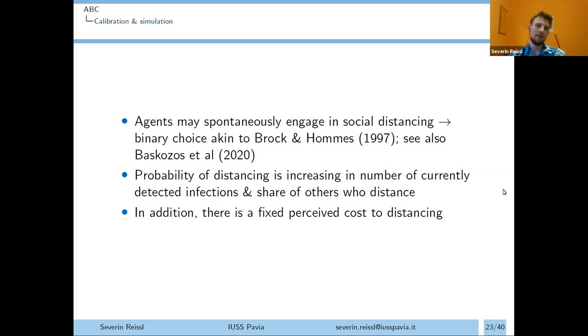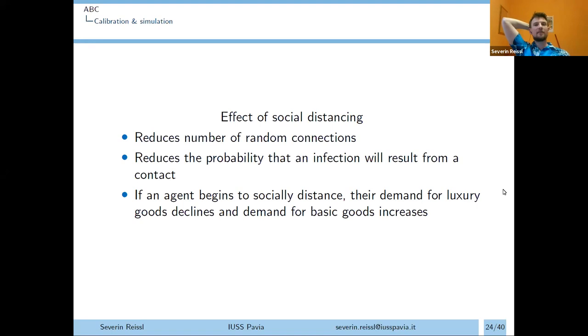And if an agent distances, that has three main effects. The first one is that the number of random connections between agents is reduced. So the more agents distance, the fewer random connections there are in the model. However, the permanent connections and the workplace connections are basically unchanged from before.